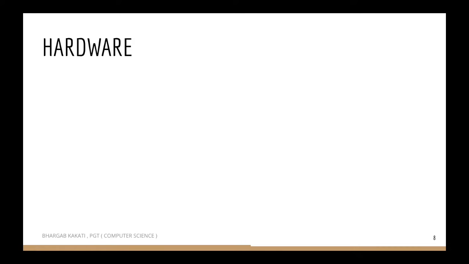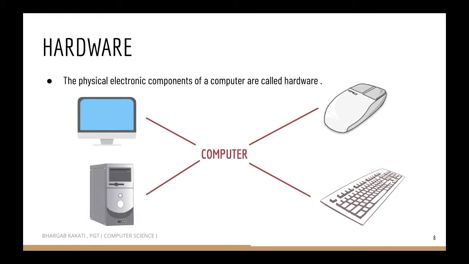The first term is hardware. What is hardware? The physical electronic components of a computer are called hardware. So the components of a computer that we can touch are called hardware. Some examples of hardware in a computer are the devices attached to a computer like keyboard, mouse, CPU and the monitor. These are some examples of hardware.